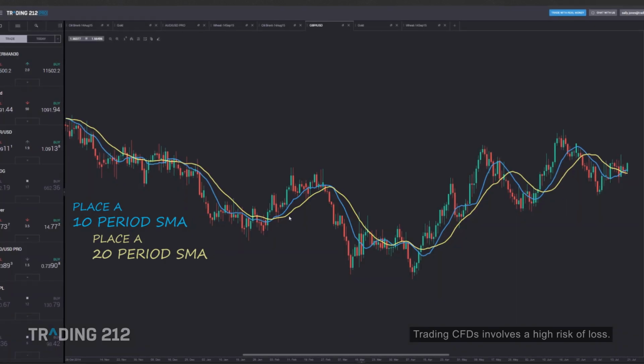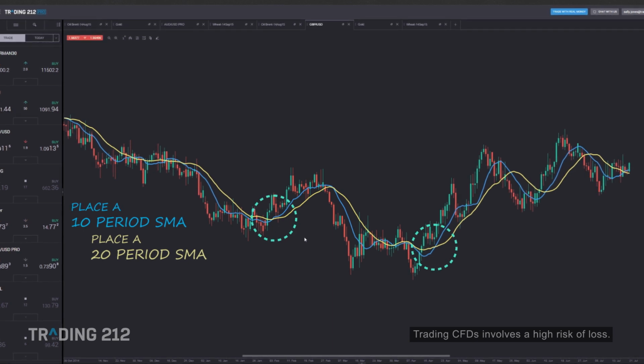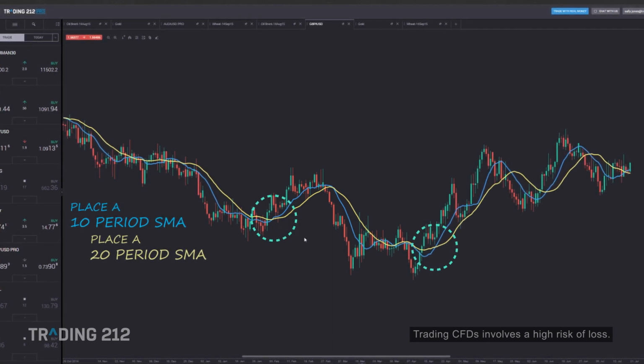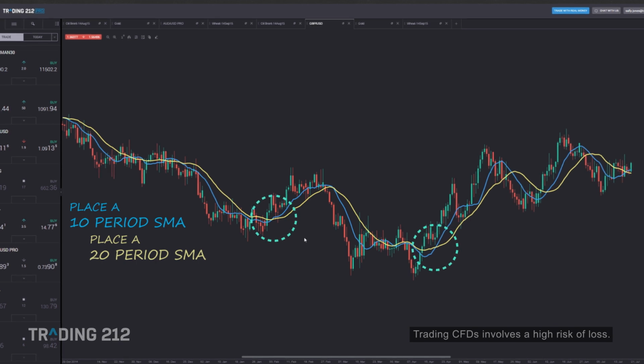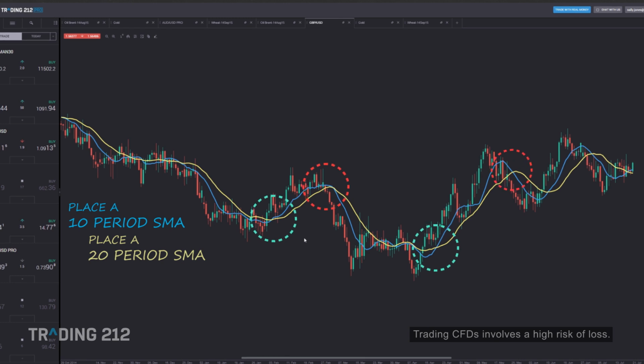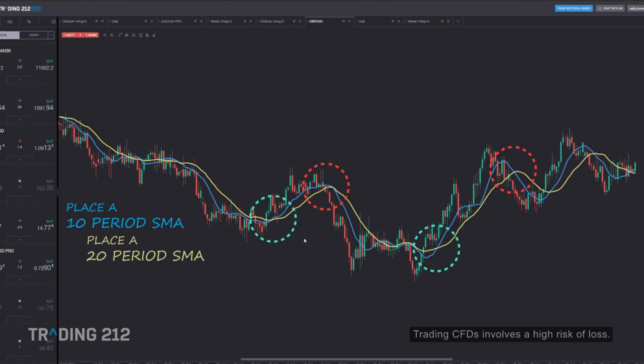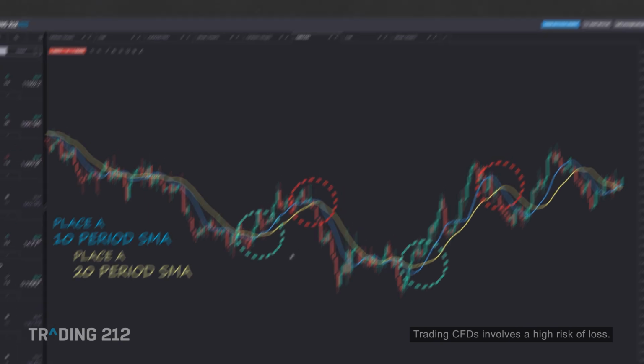When a shorter period moving average crosses above a longer period moving average, it can signal that the trend is changing direction to the upside and it may be a good time to buy. When a shorter period moving average crosses below a longer period moving average, this is considered bearish, a signal that the trend may be changing towards the downside and it may be a good time to sell. No matter which two time periods you use, this principle will remain the same.